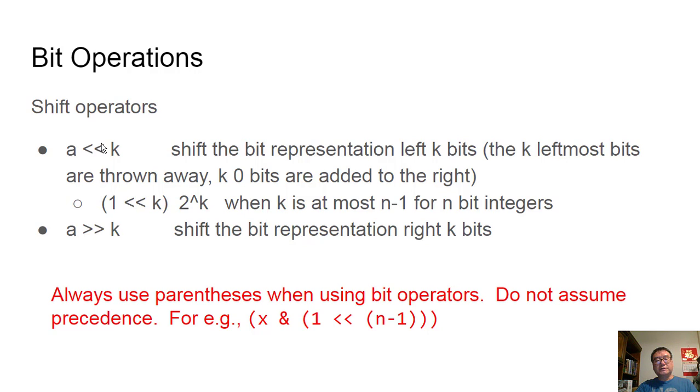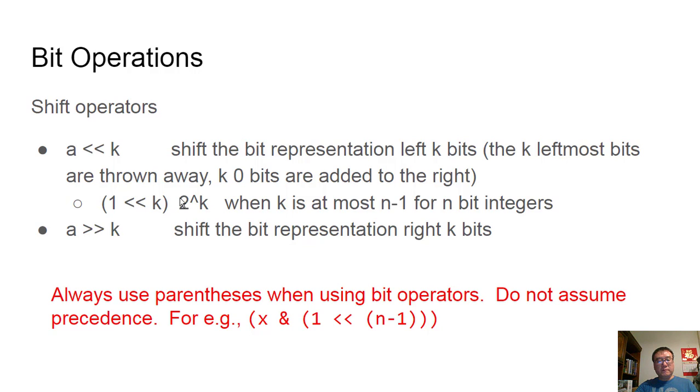This is the same symbol as the input output for streams, but it is overloaded here. When both operands are numbers, the double less than symbol represents the shift operator. The meaning is we want to shift the bit representation of A left by k bits. Then the k leftmost bits of A, the most significant k bits, are thrown away, and from the right side we add 0 bits. So k 0 bits are added to the end.